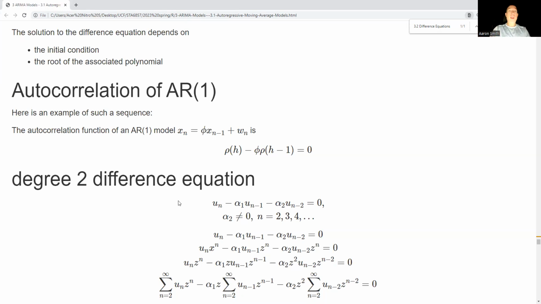All right. Now, next thing we can look at are degree 2 difference equations. So we did degree 1. Let's kick it up a notch. That's always what we do in math. Once we figure something out, we make it harder. So let's do a degree 2 difference equation. I'm going to say u sub n minus a constant times the previous observation minus a constant times 2 observations back. And I'm going to say that the coefficient for 2 shifts back is not equal to 0. And we're going to say that this equation holds for all numbers n equals 2, 3, 4, and so on.